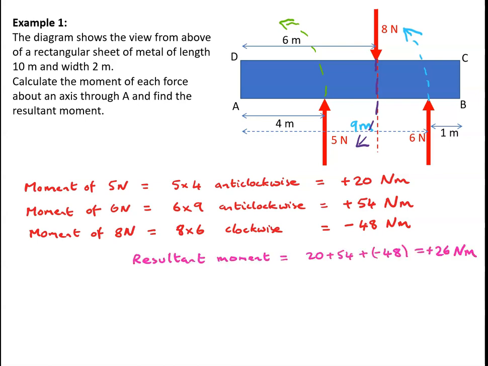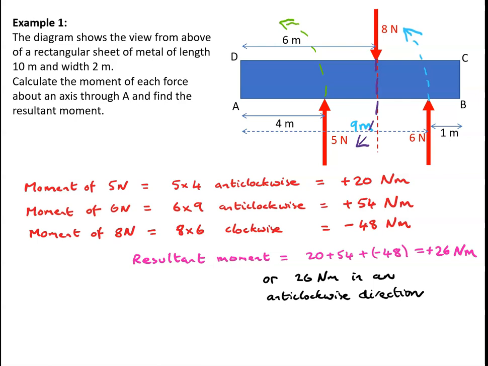The resultant moment is the sum of all of the moments we've got, so that is 20 plus 54 minus 48, which gives me a positive moment of 26 Newton meters, or if you like, 26 Newton meters in an anti-clockwise direction.